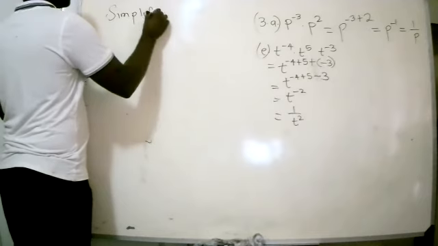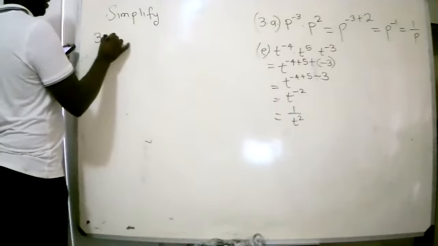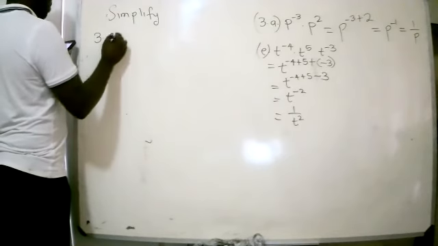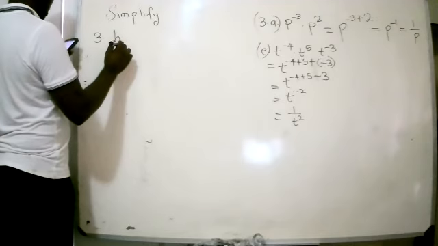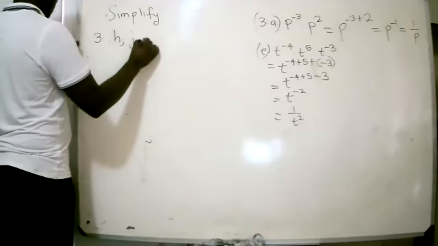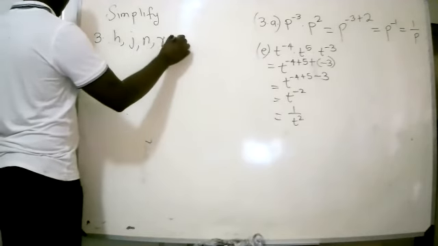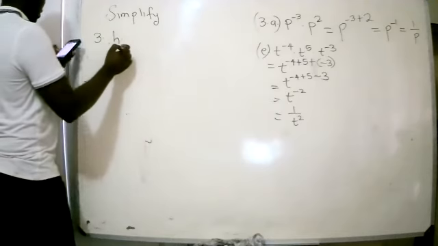This is your homework. Your homework is on question number 3. So I'm gonna give you question number H and question number J, question number N, question number U. Okay, let me write them in detail in case you don't have this question.